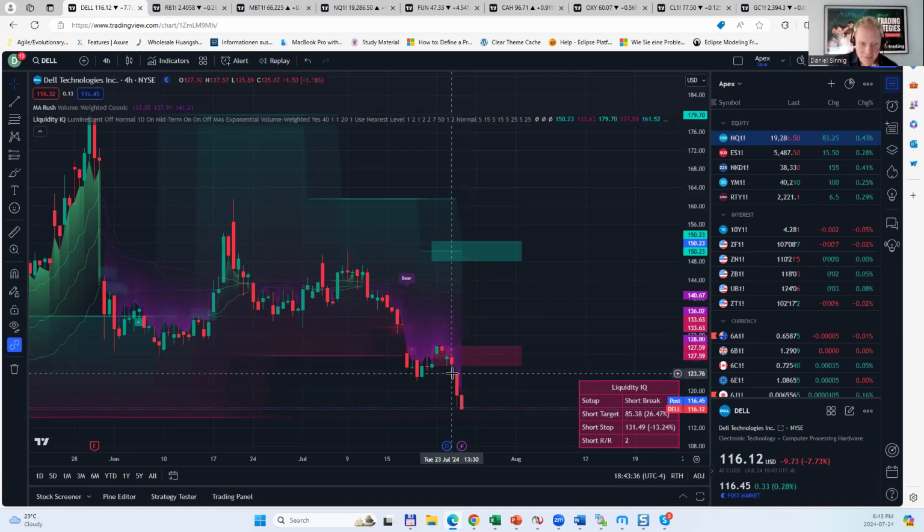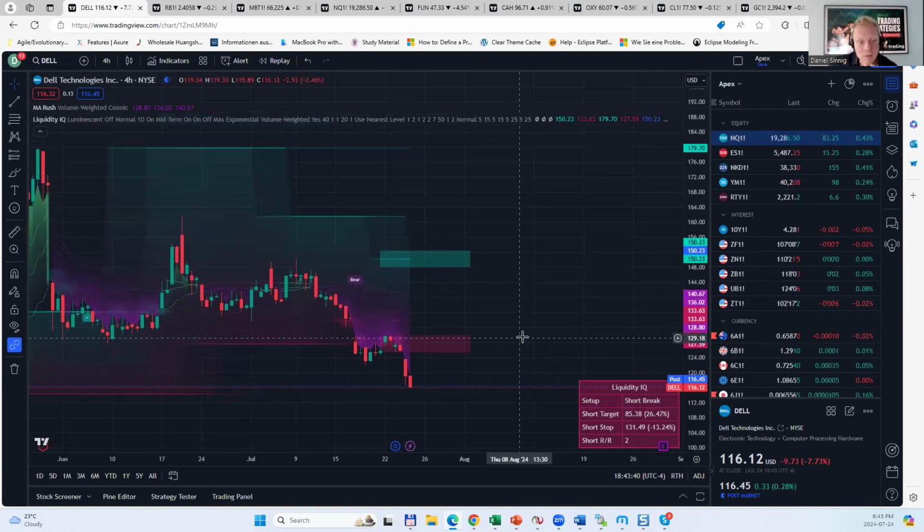Now, as mentioned, oftentimes, not all the time, but oftentimes a zone break will eventually retrace back to the broken zone.